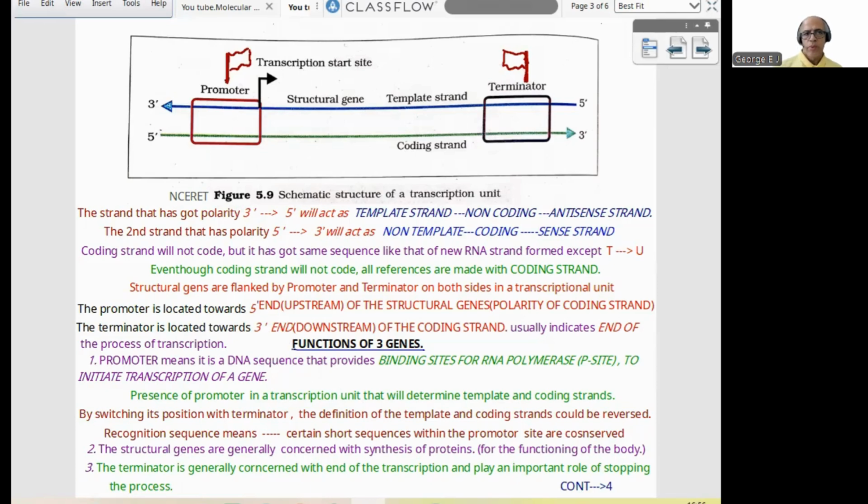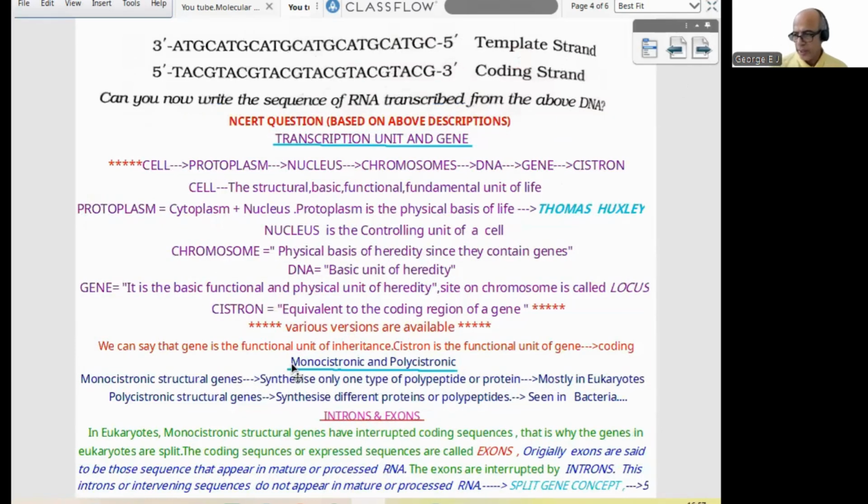Functions of three genes. Promoter is the binding site for RNA polymerase. Then it can be changed based on the position of promoter and terminator. Coding and template strands may change. Then structural genes are for synthesis of protein, and terminator is concerned with the stopping. After this, an NCERT question: what will be the mRNA form? Then transcription unit and gene, some basic terms I explained and definitions given. There may be changes in certain books, and various versions are available.